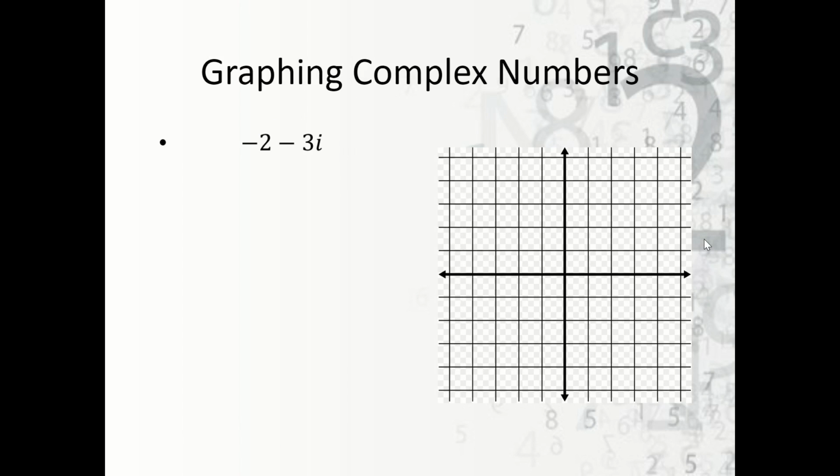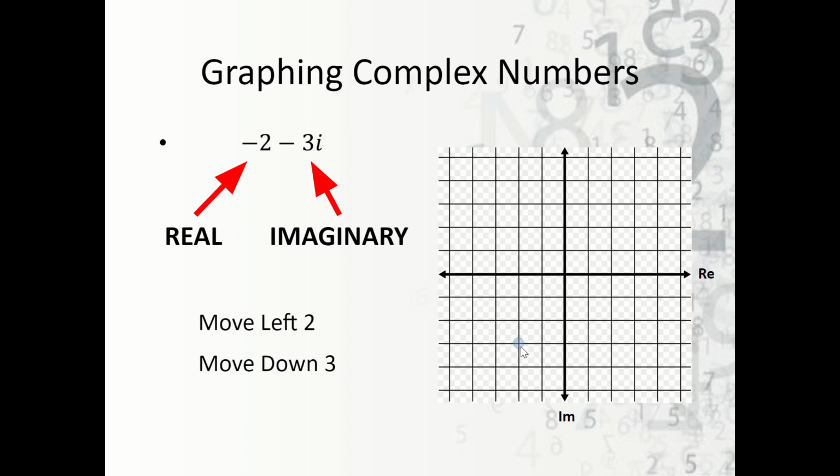So if we were to graph -2 minus 3i, first we need to pick out what our real number is. Our real number is -2, and our imaginary number is -3i. So now we're going to plot this. We have our real axis here, and this one should be our imaginary axis. Our real is -2, so along the reals, we're going to go to the left 2. And our imaginary is -3, so we're going to go down 1, 2, 3, and plot our point. So this is how we graph complex numbers on the Argand diagram.